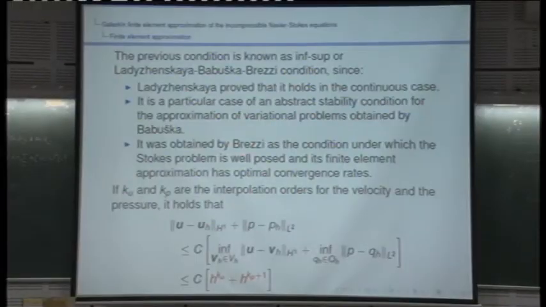And it was obtained by Brezzi as a condition under which the Stokes problem is well posed and its finite element approximation has optimal convergence rate. This is exactly what I said yesterday, so nothing new here, okay?